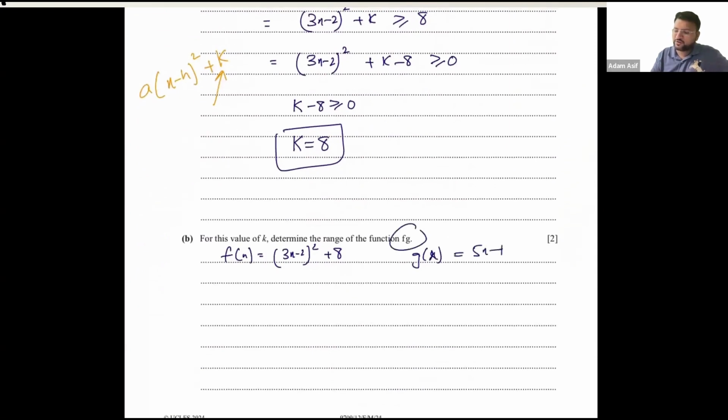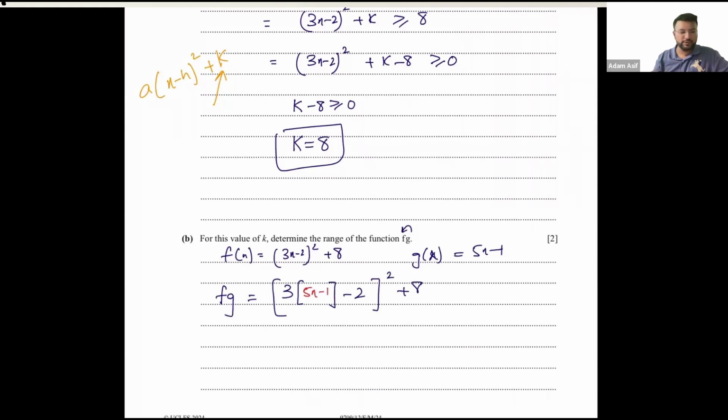अब मुझे एफ जी फंक्शन की रेंज चाहिए. एफ जी का क्या मतलब होगा? कौन सा कॉम्पोजिट फंक्शन है? फंक्शन एफ इंटू जी या जी इंटू एफ? जी इंटू एफ. सही. तो एफ जी मीन्स फंक्शन जी इंटू एफ. फंक्शन एफ में यू आर गोइंग टू इंसर्ट फंक्शन जी. 3x minus 2 the whole thing square plus 8 और यहाँ पे 5x minus 1.